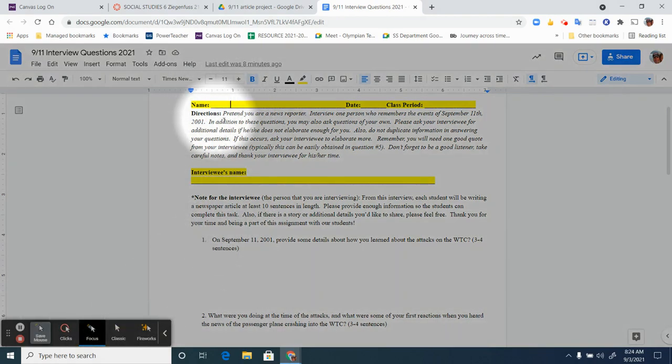These are all my little tools that I use here. So I'm going to read the instructions. The name, that would be your name up at the top here. And the interviewee, that would be the person that you are interviewing. So if you're interviewing your dad, for example, it would be your dad's name here.